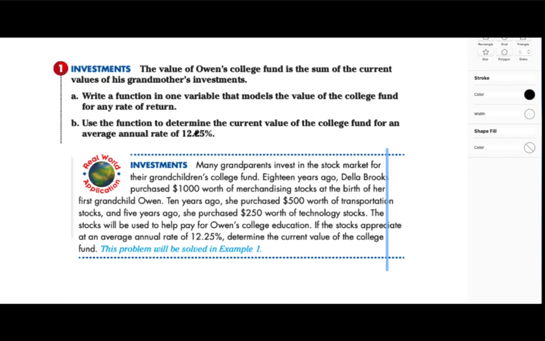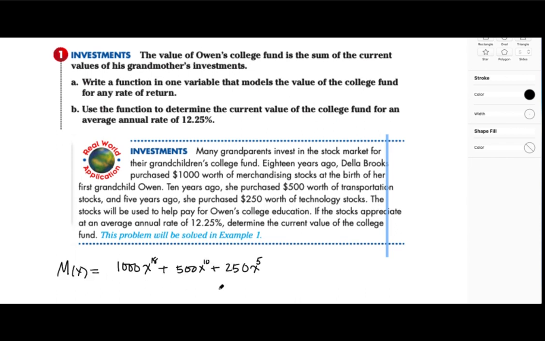So we will do that in this question here. Now, part A asks us to write a function in one variable that models the value of the college fund for any rate of return. So we're going to start off with this function down here. So the money in reference is going to be based on x in this case, which is going to be based on, as they ask for us to do, any rate of return. So why this value? Why does it look like this?